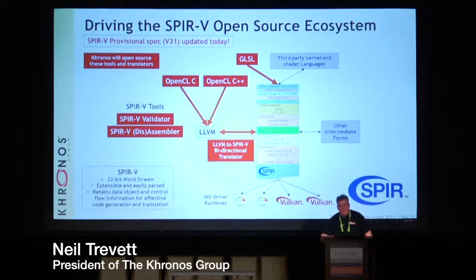And ecosystem, again, we're putting more details on how we're building out the SPIR-V ecosystem. We had the OpenCL BOF earlier this afternoon. Those red boxes there are the boxes that here at SIGGRAPH, Khronos are committing to put into open source. So we have the OpenCL C and C++ translators, the GLSL translator, assemblers, validators, which is very important for front ends, and round tripping to and from LLVM. So I think a lot of people will use both LLVM and SPIR-V in their toolchain. We love LLVM.